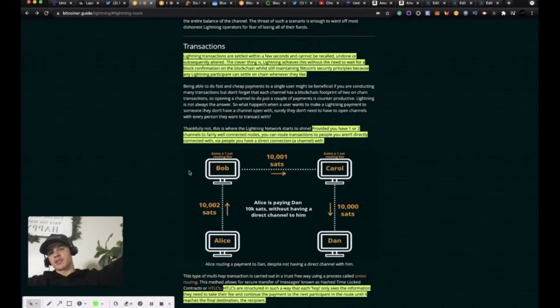One of the benefits of running your own Bitcoin node is that you can potentially create passive income. So this is a big potential. I want to make sure you guys know that this is not guaranteed.